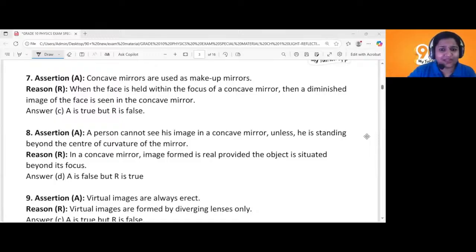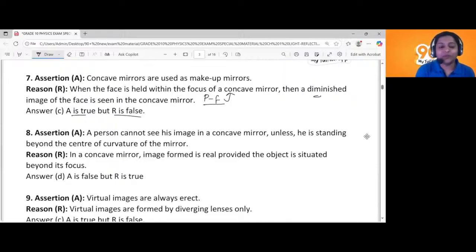What is within the focus? Between pole and focus. That is within the focus. In a concave mirror, it is forming a virtual, erect and enlarged image, not a diminished image. Okay. So here the reason is false, but the assertion is true.